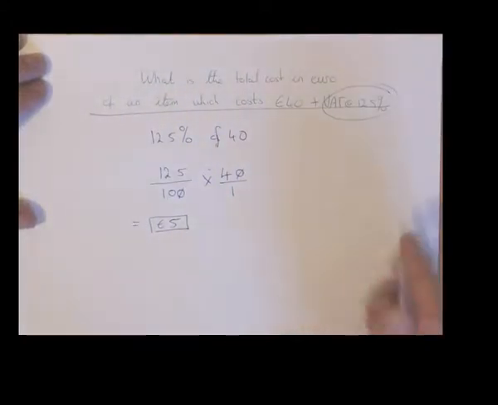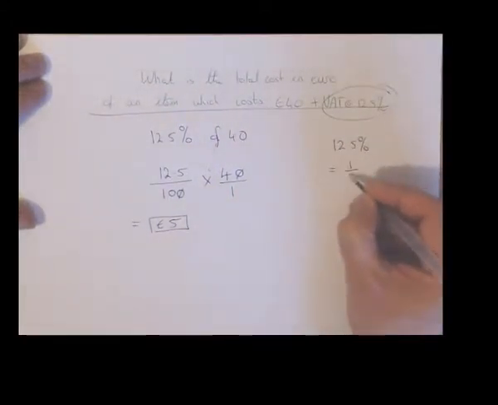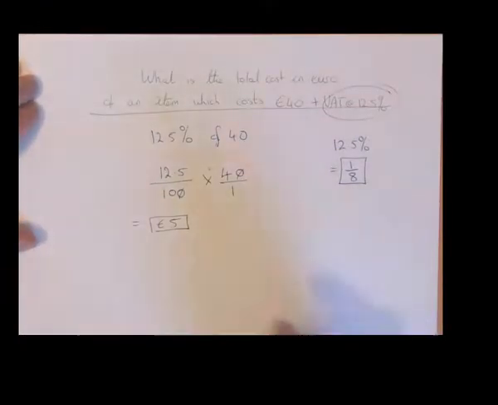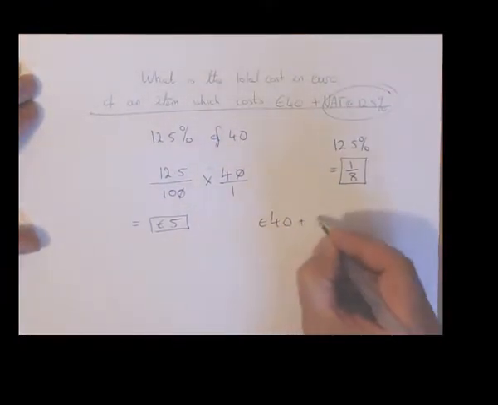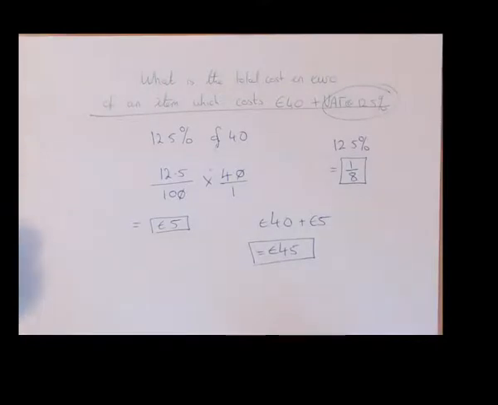Okay? Or you could know that 12.5% is the same as 1/8. You're supposed to know that by heart. Okay, so that's the primary school method. You find the €5 and then you add your €40 plus your €5 and you get €45, and that is your answer. So that's fine. That's a perfect way to do it.